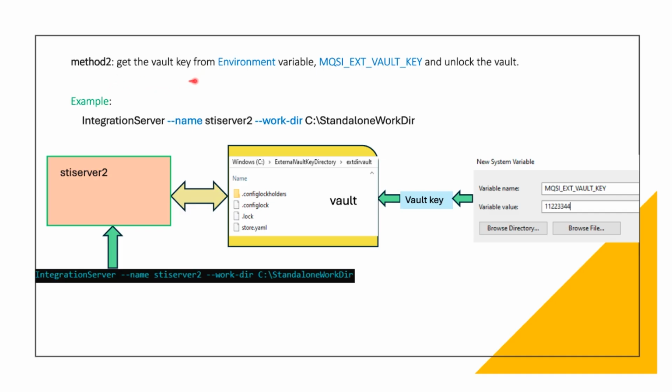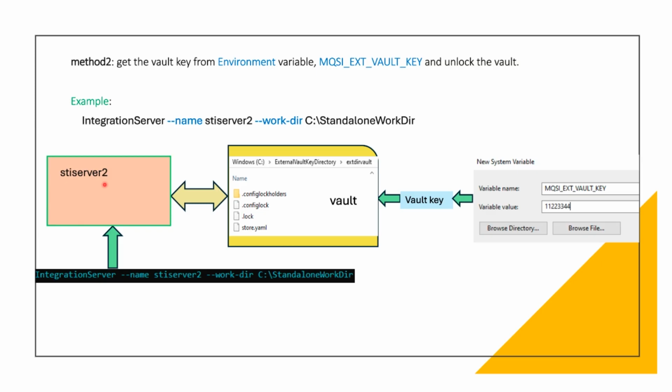Method 2, get the vault key from environment variable mqsi_ext_vault_key. Here is the example. Integration server, name of the integration server, then the work directory. Here we are not mentioning the key in the command line. That is taken from the environment variable. First we need to create this environment variable. Assign the proper value here, valid value here. Then it fetches this environment variable, gets the value. Then it unlocks this vault that is associated with this integration server. When we run this command, it will unlock and start this integration server.